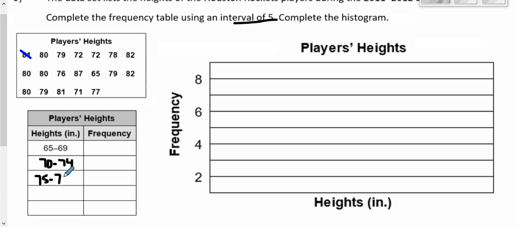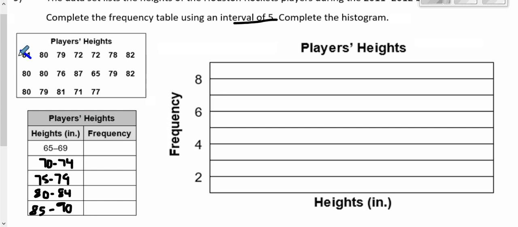75 to 79. We all make mistakes. Just Miss Mays is making them a lot tonight. So we have 80 to 84. And then this would be 85 to 90. All right. Sorry about that, guys. Okay, and now I think we can do this.